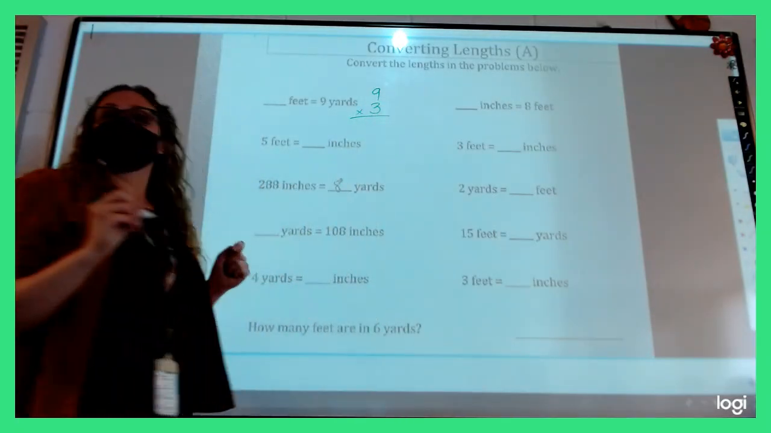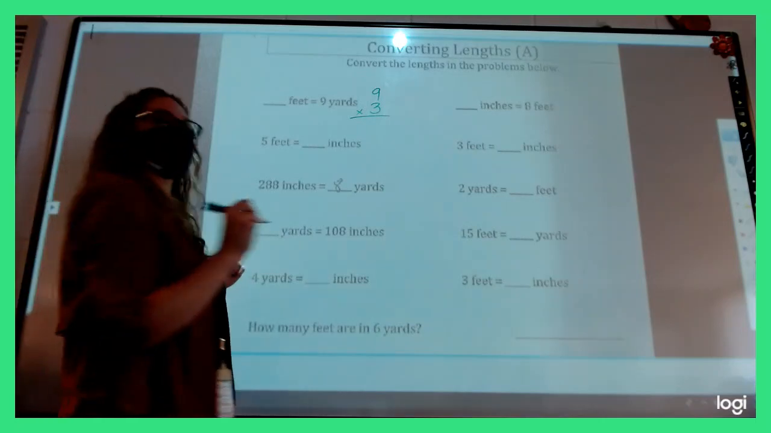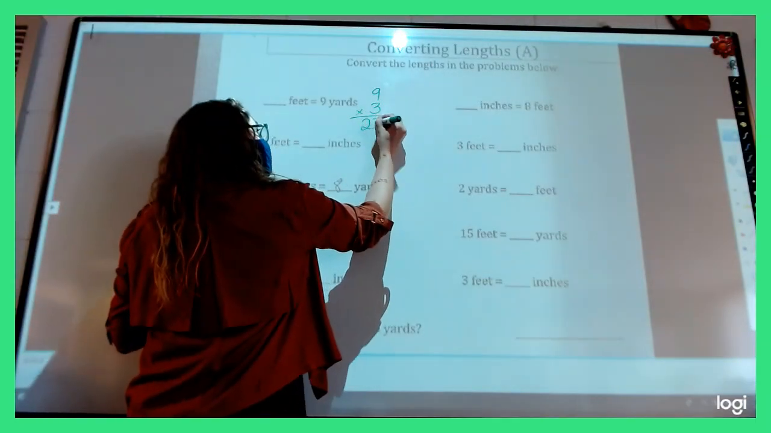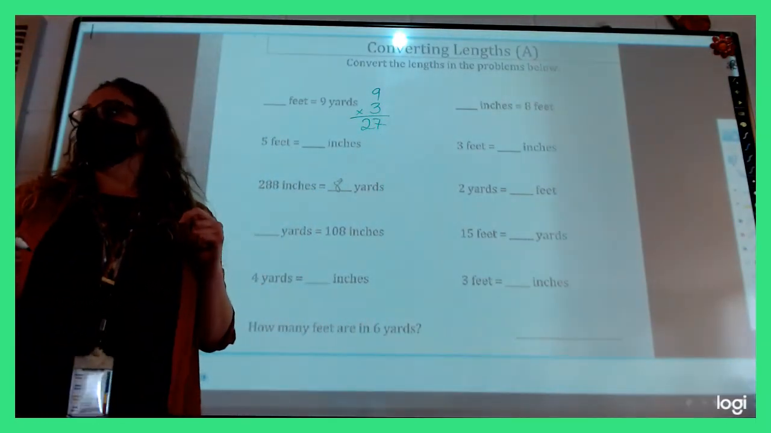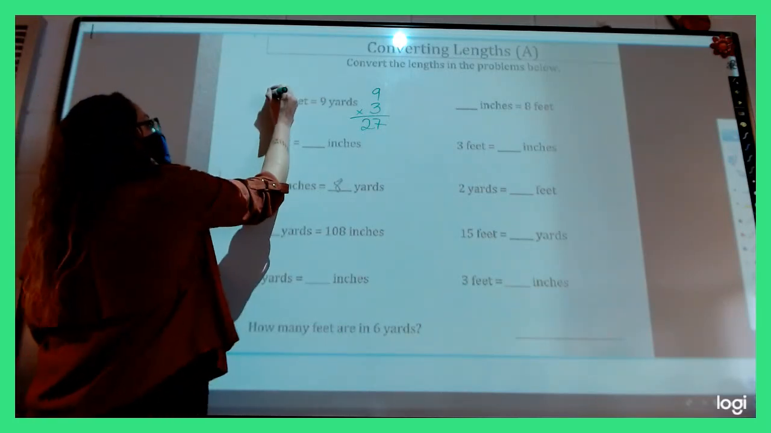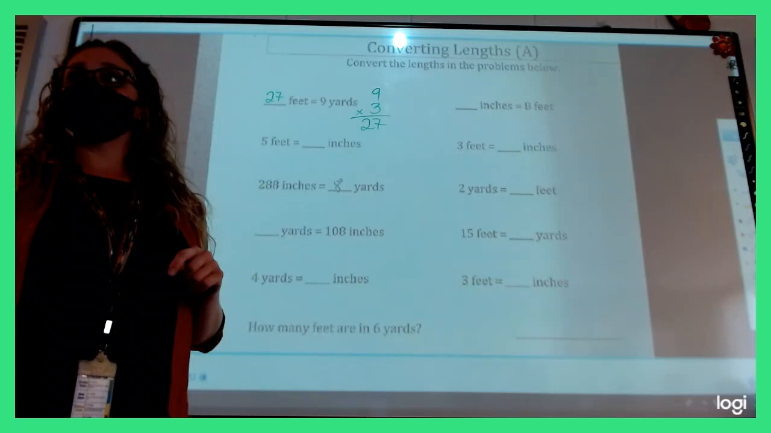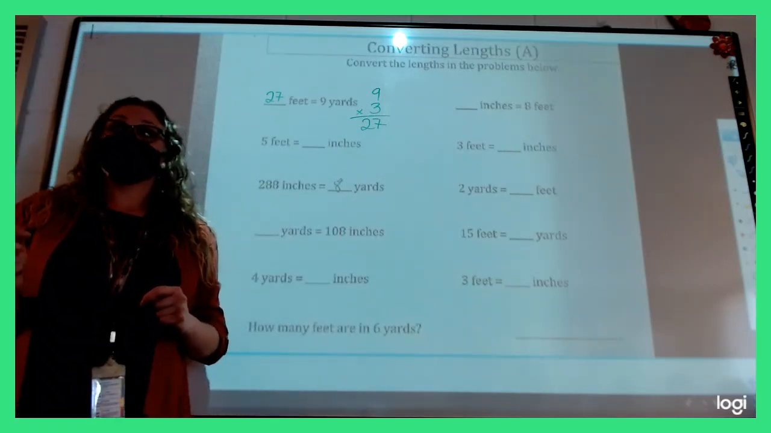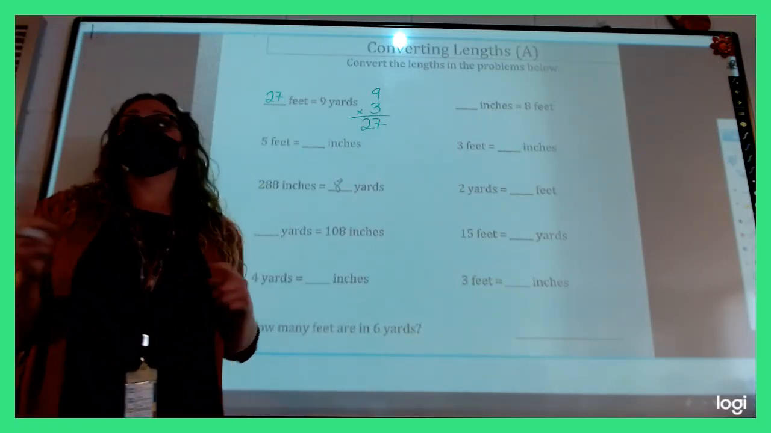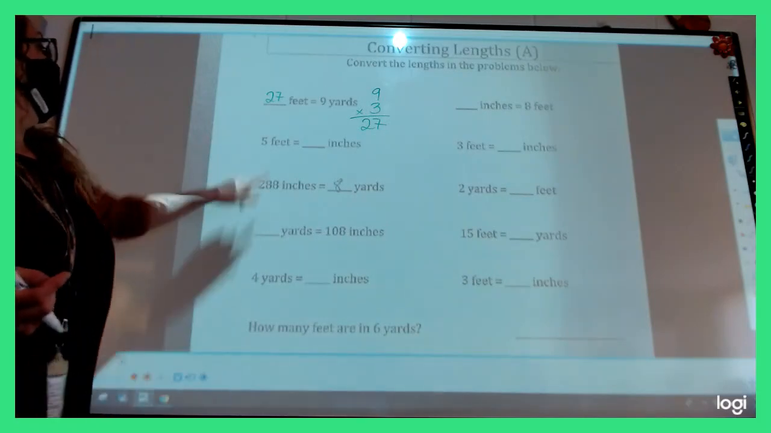I'll let you guys do your work real fast. We should know that math fact. Check it with mine, make sure I'm correct. 27, okay. So 27 feet are in 9 yards. Questions on how we did that one? Okay, so all of these you're either going to multiply or divide. All right, let's look at the next one.